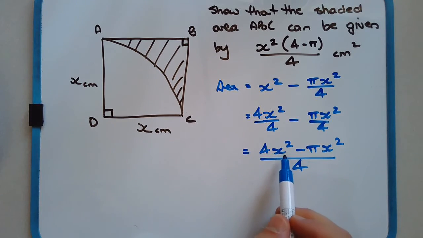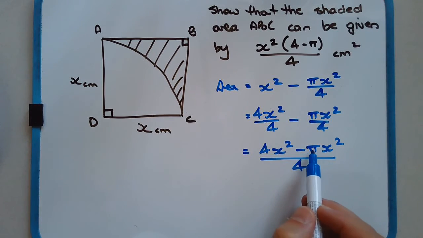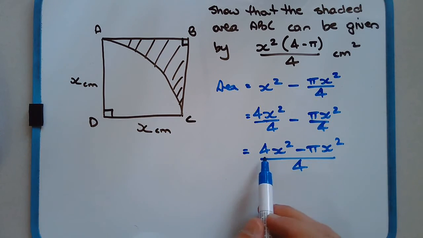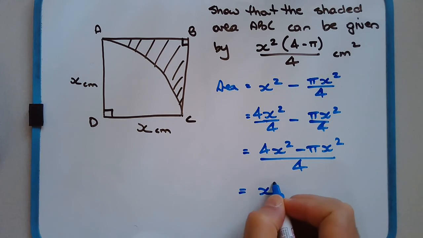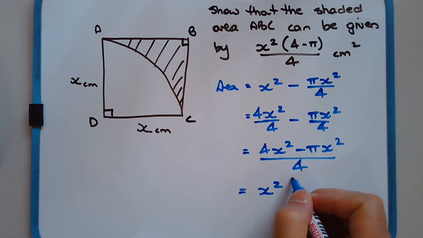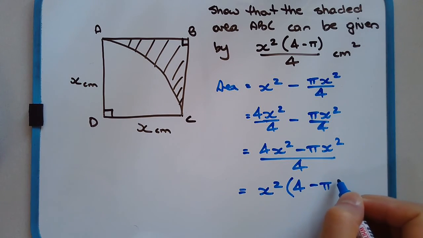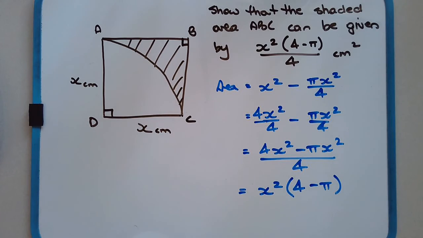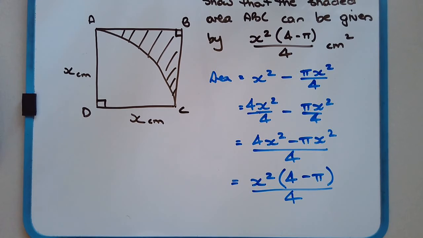Looking at the numerator of this fraction, you've got 4x squared minus pi x squared. The common term here is the x squared. So why don't we take that out as a common factor? We don't worry about the denominator, it's got nothing to do with it. Taking out the x squared, that leaves 4 minus pi in brackets, all over 4. And that equals what we want.